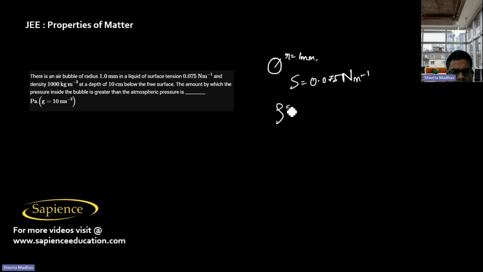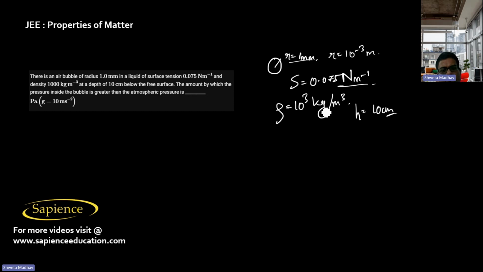Surface tension is this, and the density is 10 power 3 kg per meter cube, at a depth of 10 centimeter below the free surface. An air bubble is there of radius 10 power minus 3 meter. Surface tension is 0.075 Newton per meter, and the density is 10 power 3. And it is at a depth of 10 centimeter below the free surface.